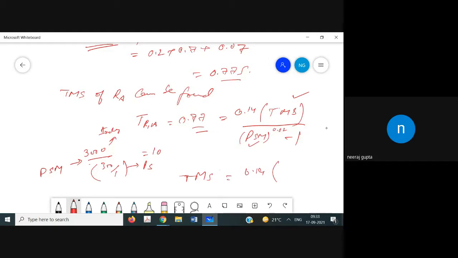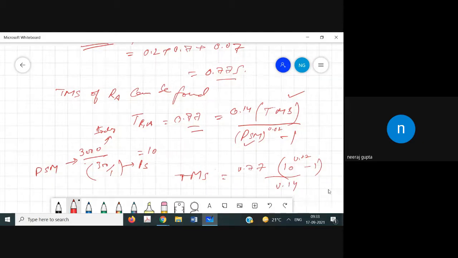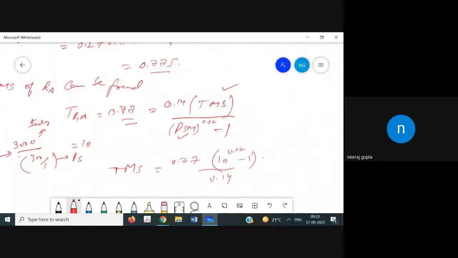Okay, it is 0.77, not 14, because here we have 0.77, so it is 0.77, then 10, 0.02, plug multiplier setting you already know that, minus 1 divided by 0.14, and finally we are getting the value as 0.26. So this finishes the setting of the relay.